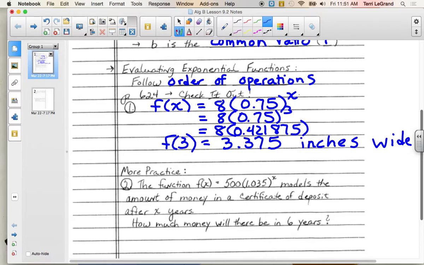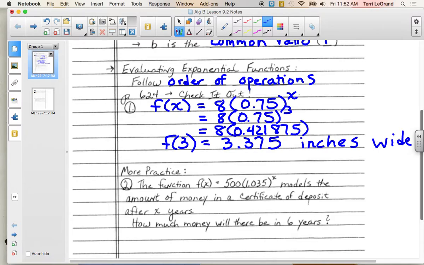Okay, so does anybody happen to know what fraction that 0.375 is representing? 3/8 is what it actually is. It would be 3 and 3/8 inches.